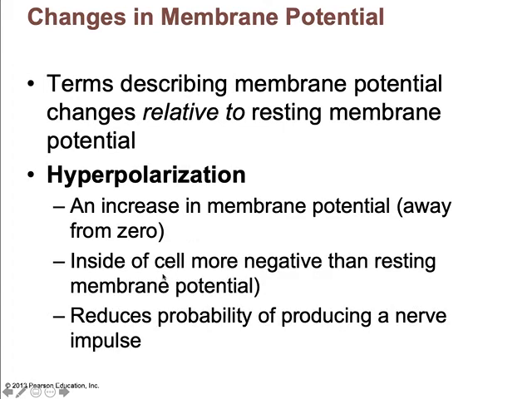In hyperpolarization, the inside of the cell becomes more negative. This can happen as a result of more potassium leaving the cell, or more chloride entering the cell, or some other anion entering the cell. The other way this can happen is by reducing the amount of positive charge flowing in across the leak channels. Those are all ways to hyperpolarize something.